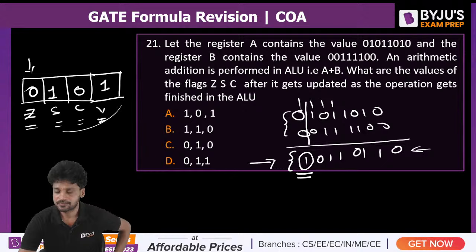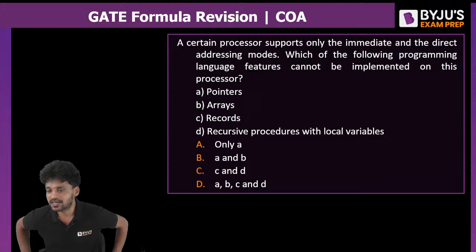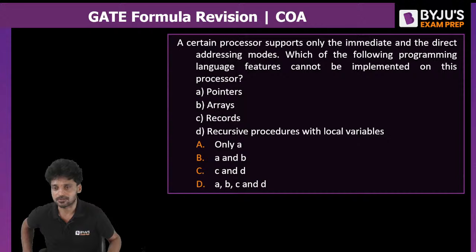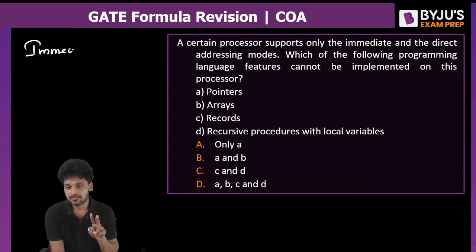The next question is, a certain processor supports only the immediate and the direct addressing modes. Which of the following programming language features cannot be implemented on this processor? Let us understand. The processor supports only two addressing modes. One is immediate. Second one is direct.